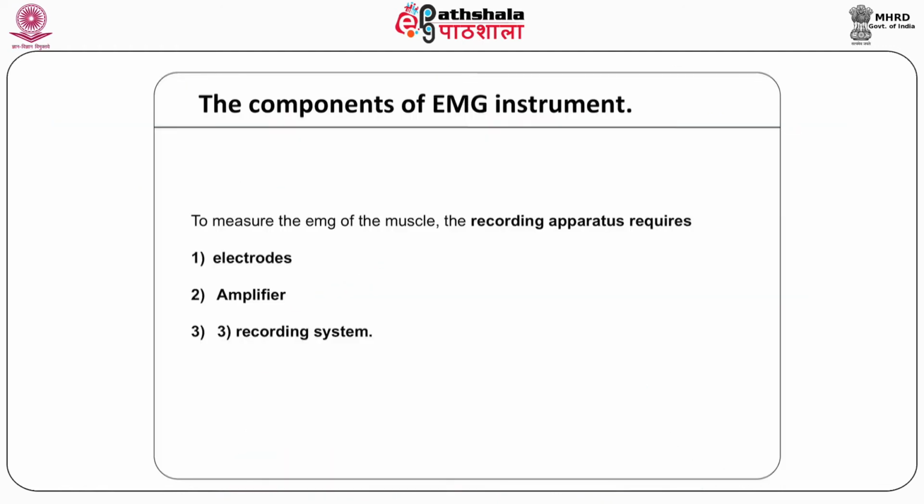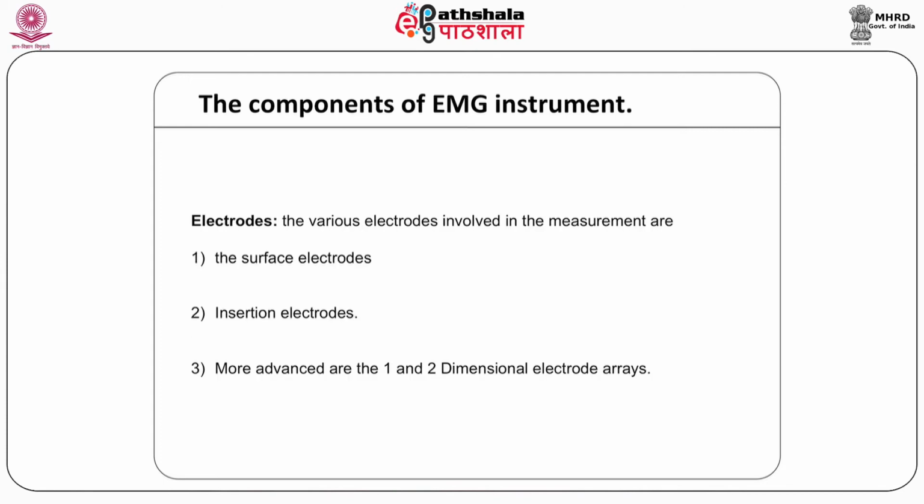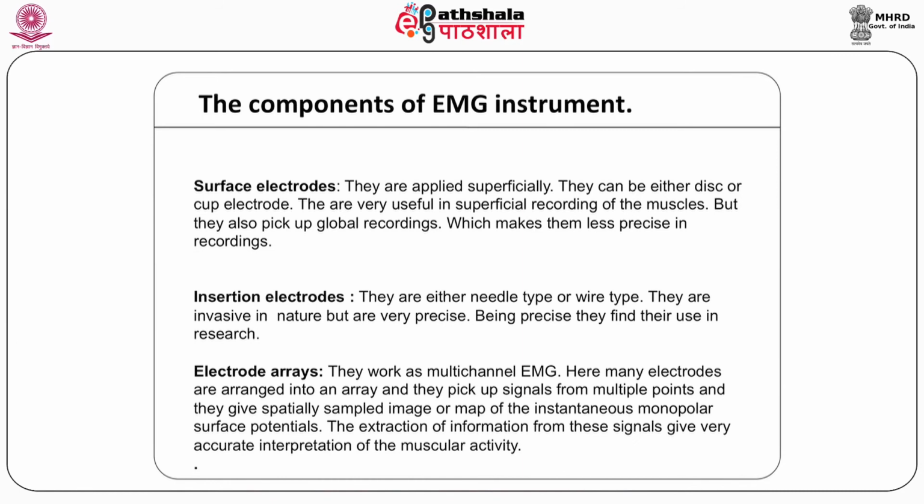First, to measure the EMG of the muscle, the recording apparatus requires electrodes, an amplifier and a recording system. Now, let us discuss the electrodes. The various electrodes involved in the measurement are the surface electrodes, the insertion electrodes and more advanced one and two dimensional electrode arrays. Surface electrodes are applied superficially. They can be either disc or cup shaped electrodes. They are very useful in superficial recording of the muscles, but they also pick up global recordings, which makes them less precise in the recordings.